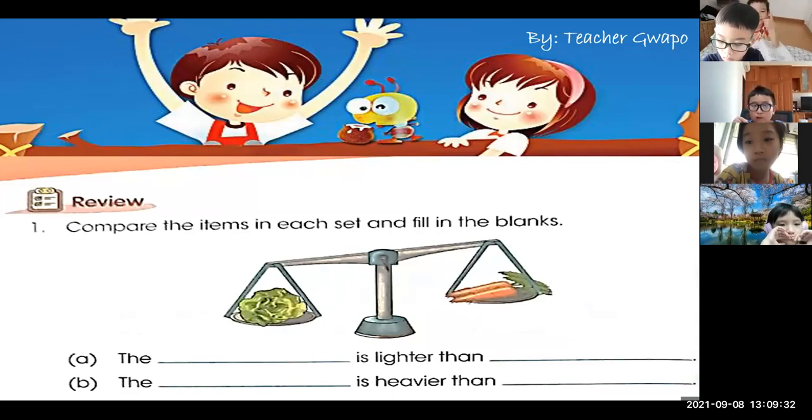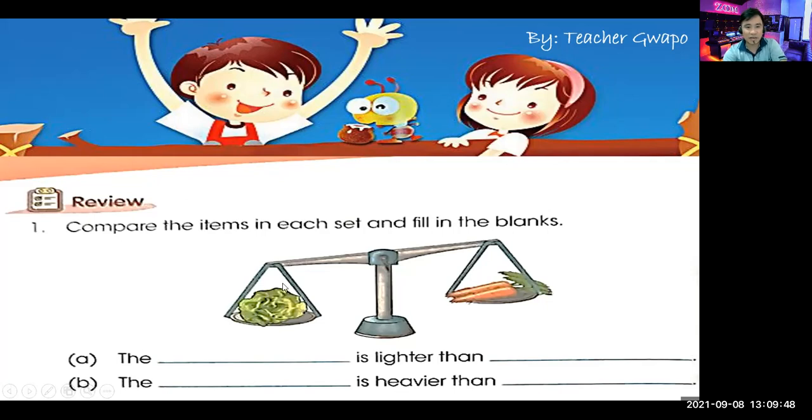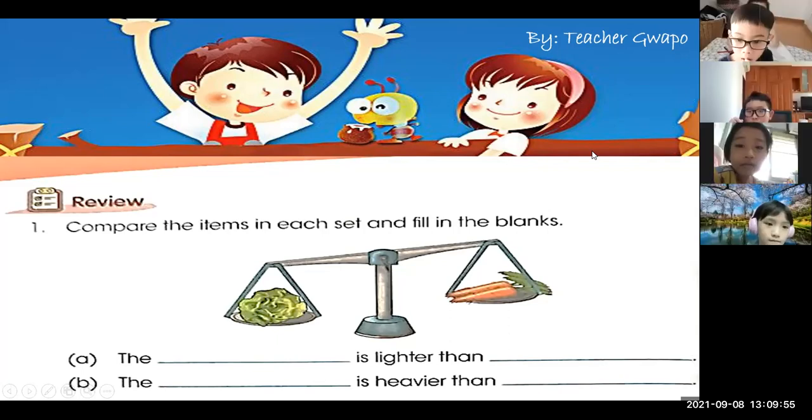Now, since today we will learn in chapter 4, measuring weight, let me share and let us have some review. When you were in grade 1, you learned how to compare numbers, right? Review: compare the items in each set and fill in the blanks. Now here, letter A. The blank is lighter than the blank. What is your answer?